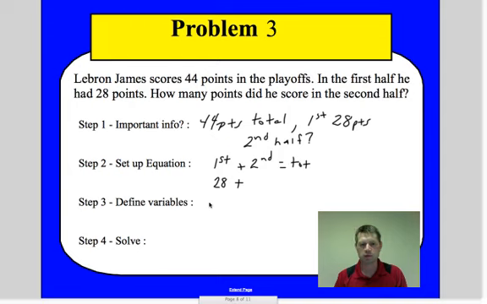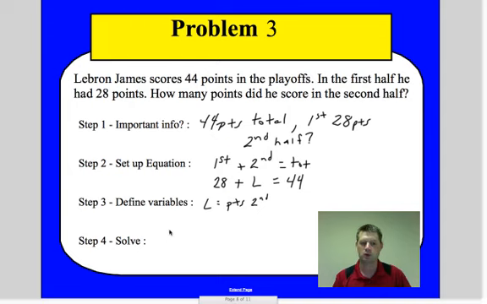So let's call L for LeBron James. We'll say an L for LeBron. That's how many points in the second. So we're going to call that how many points in the second. So 28 plus L equals total points. So how many points do you have total? 44. So right there is our equation. That's our equation right there.